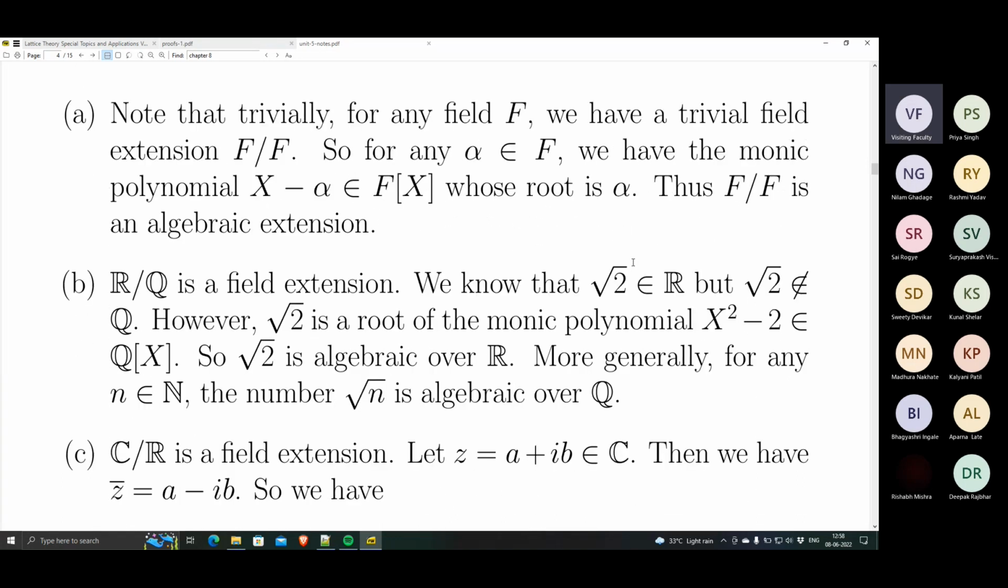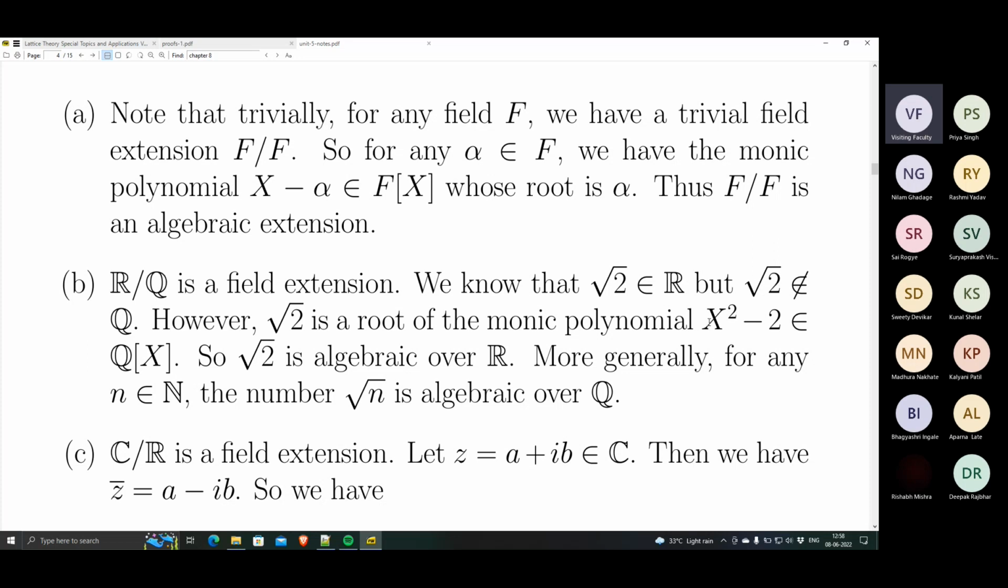Let's go to the first non-trivial example. So R over Q is a field extension. Right? Reals over rationals is a field extension. Now we know that square root 2 is real, but it is irrational. So it does not belong to rationals. Right? Square root 2 does not belong to Q. However, it's a root of a monic polynomial over Q. Consider the monic polynomial x squared minus 2. You see? Because basically what you're doing here is you have square root 2, you square it and you get 2, which is an integer. So you have squared it, right? In order to get an integer. So you take x squared. Okay, that's the basic idea.